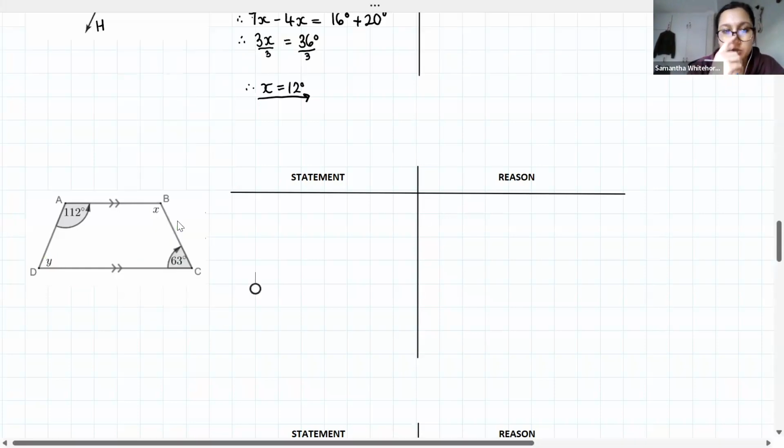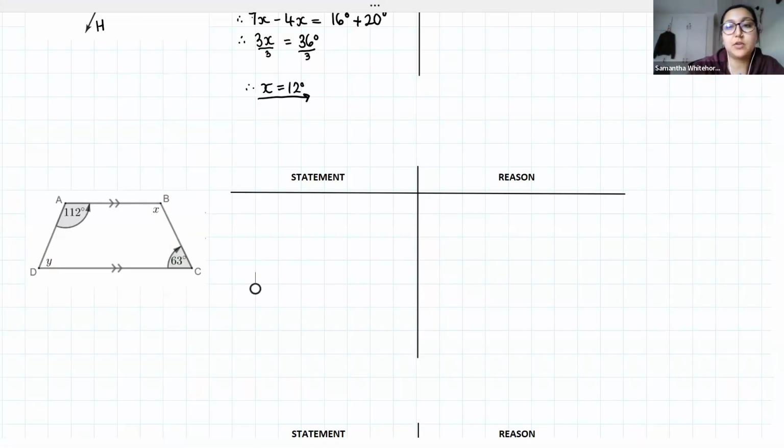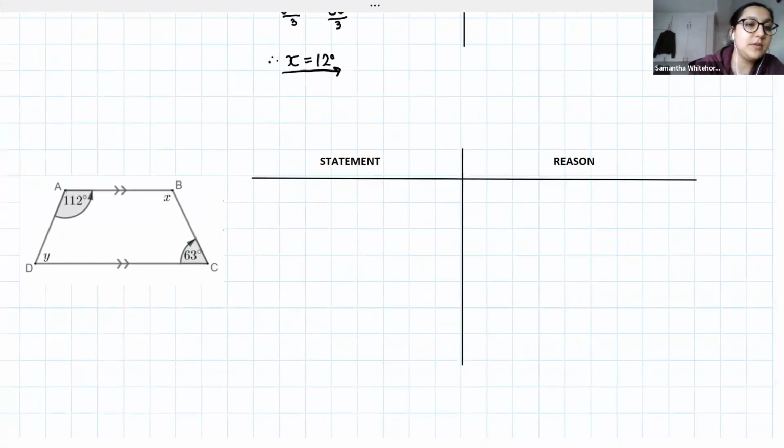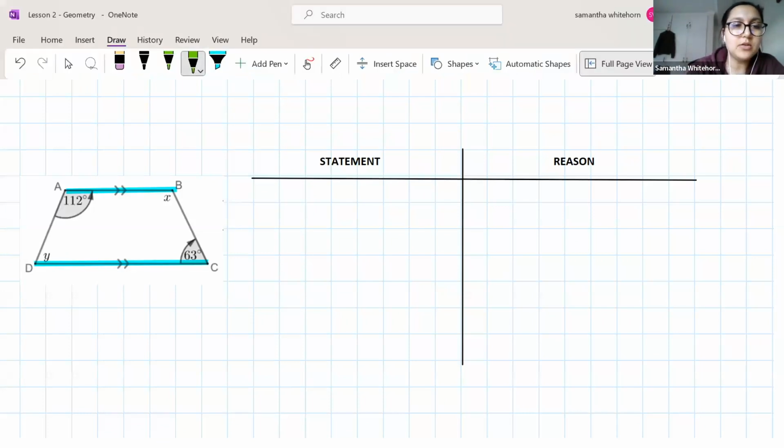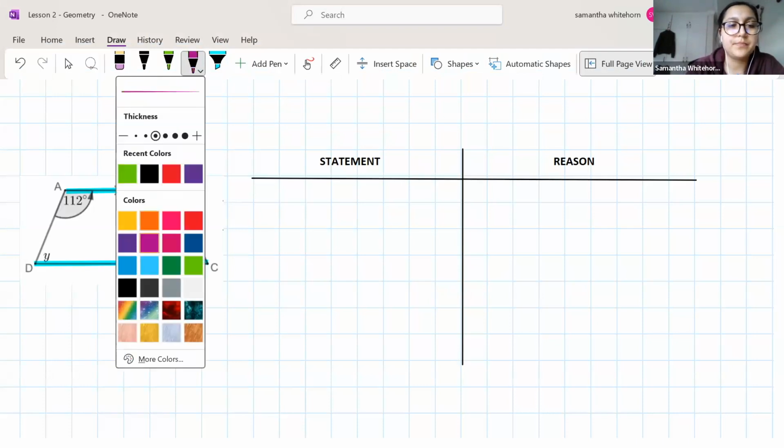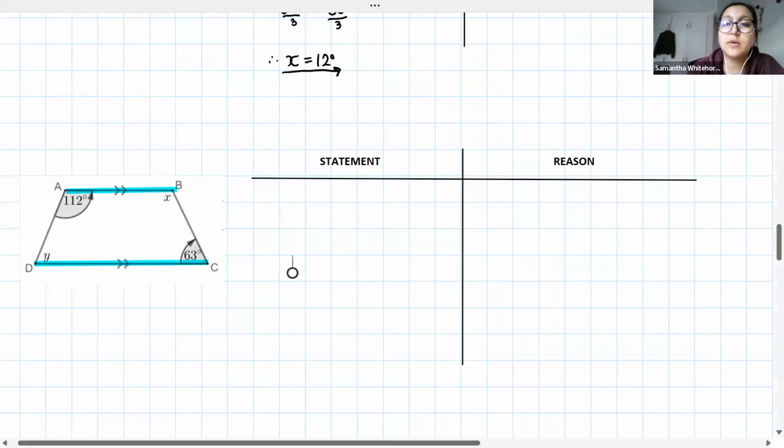Okay, guys, so let's have a look. So again, look at what information I've given you and see why it's useful. So the bit of information that I've given you is the fact that the line AB is parallel to the line DC. Okay, that's quite important. I now need to be thinking of corresponding, co-interior, alternate angles. I have also been given angle A is 112 and angle C is 63.